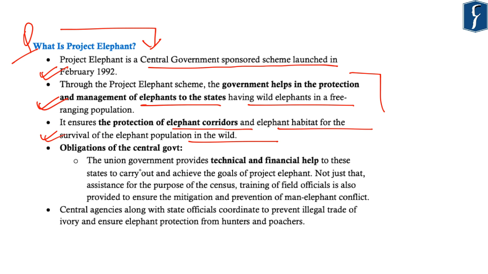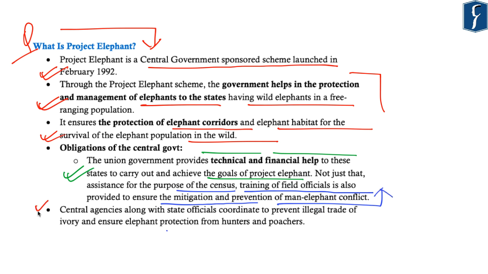And in this regard, it is the obligation of the central government to provide technical and financial aid as well as help to such states to achieve the goals with respect to Project Elephant. Further, the central government also provides help with respect to the census of elephants, training of field officials, and also ensures mitigation and prevention of man-elephant conflict.